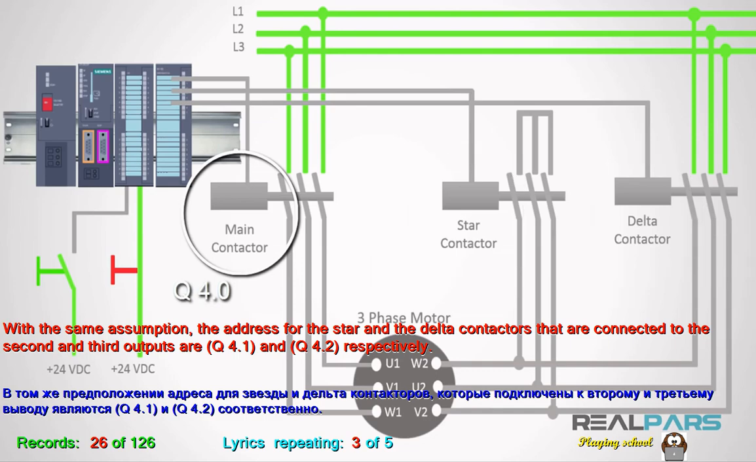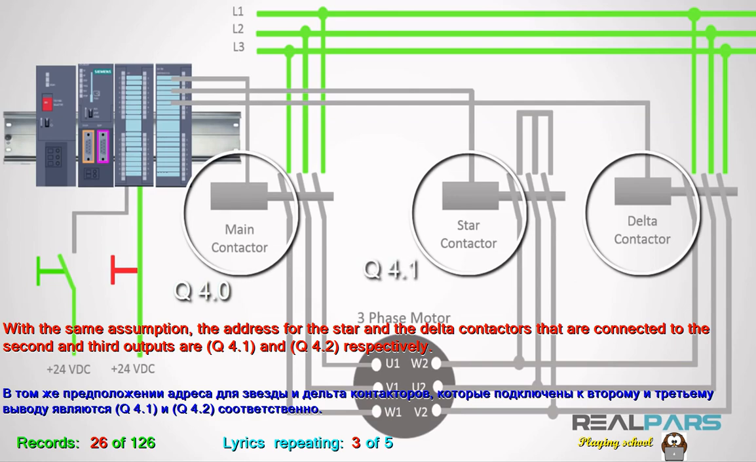With the same assumption, the address for the star and the delta contactors that are connected to the second and third outputs are Q41 and Q42, respectively.